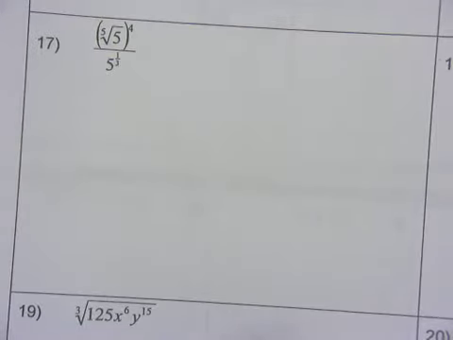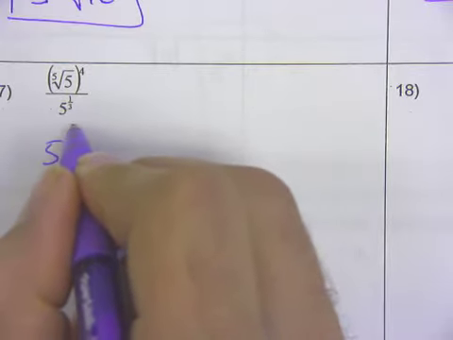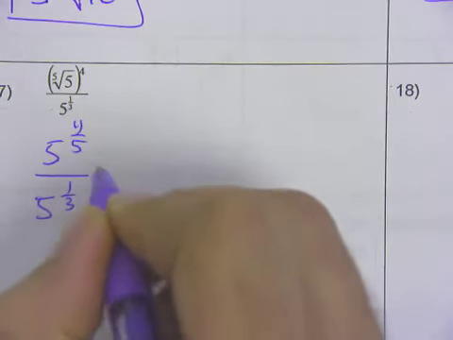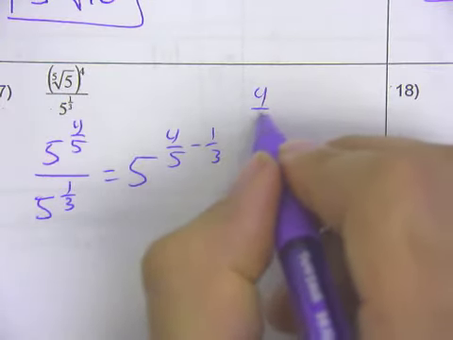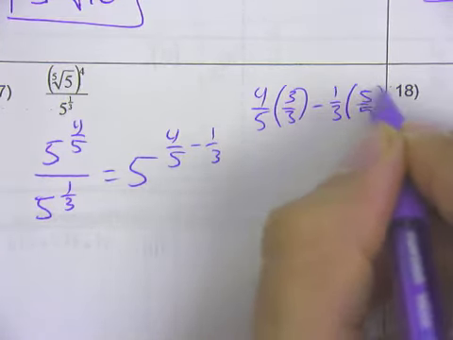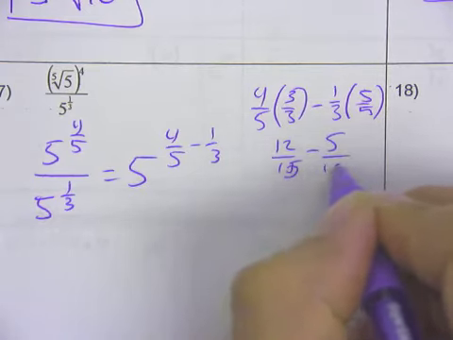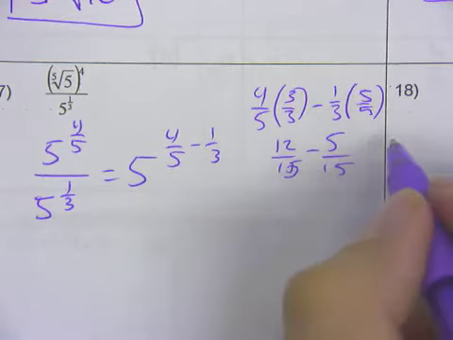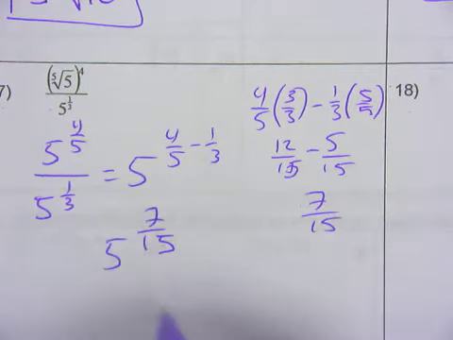Next problem, I'm thinking that I want to go to exponents again here. So I've got 5 to the power of 4/5 over 5 to the power of 1/3. So that's going to be 5 to the power of 4/5 minus 1/3, which is going to be 4/5 times 3 over 3 minus 1/3 times 5 over 5, which is 12/15 minus 5/15, which is 7/15. So I've got 5 to the power of 7 over 15.